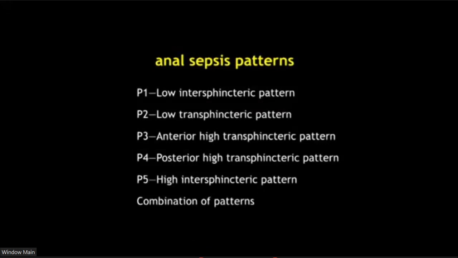By anatomy, by the clinical finding, by the MRI finding, we can divide the anal sepsis pattern into 5 main types, 5 main patterns. And of course, they can combine together. We have pattern 1, low intersphincteric. Pattern 2, low transsphincteric. Pattern 3, anterior high transsphincteric pattern. Pattern 4, posterior high transsphincteric pattern. Pattern 5, high intersphincteric pattern. We will go into the picture of each type.